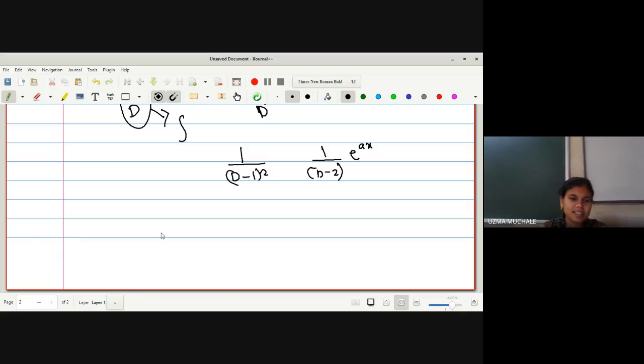Anyone else? Just try to think about this one. d^n by dx^n of any function f of x. We have discussed the values of n for any integers. If it is positive, we can differentiate. If it is negative, it will be integration. But what about n equal to 0.5?